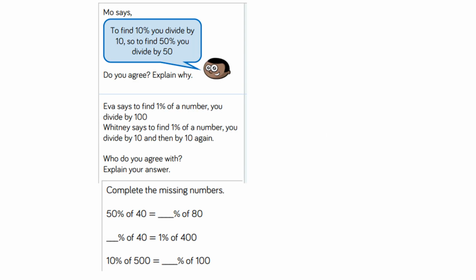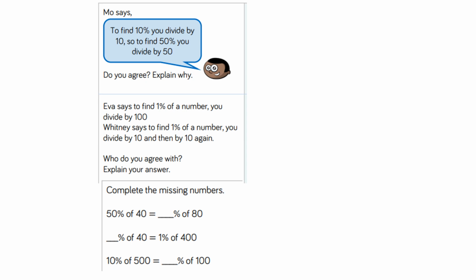So Mo says to find 10% you divide by 10. So to find 50% you divide by 50. Do you agree? Explain why. Eva says to find 1% of a number you divide by 100. But Whitney says to find 1% of a number, you divide by 10 and then by 10 again. Who do you agree with? Explain your answer. And at the bottom, it wants you to complete the missing numbers.